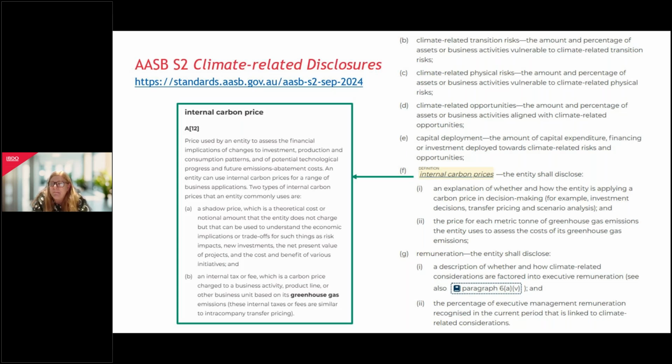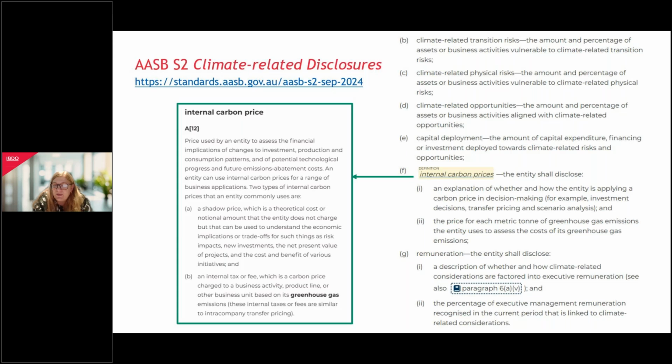Capital deployment, the amount of capital expenditure, financing, or investment deployed towards climate-related risk and opportunities. In relation to internal carbon price, and I've included a definition of what it is on the left-hand side in green, the entity shall disclose an explanation of whether and how the entity is applying a carbon price in decision making. And the entity shall disclose the price for each metric ton of greenhouse gas emissions that they use.